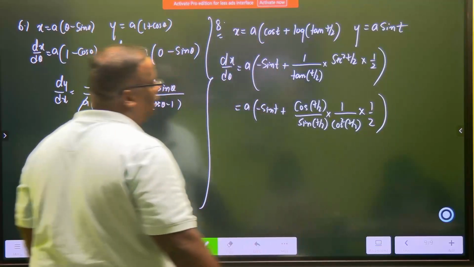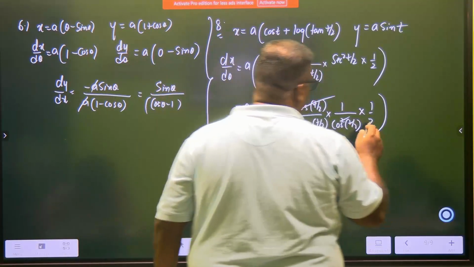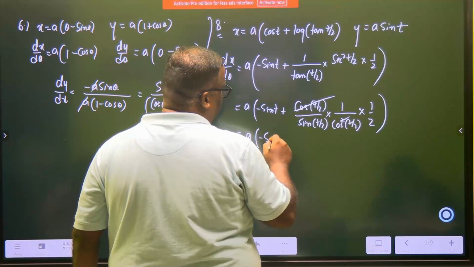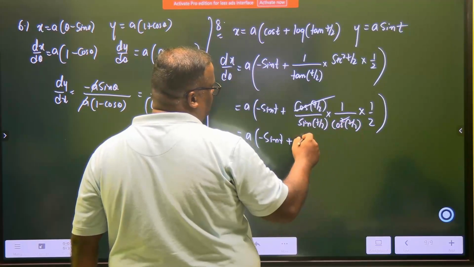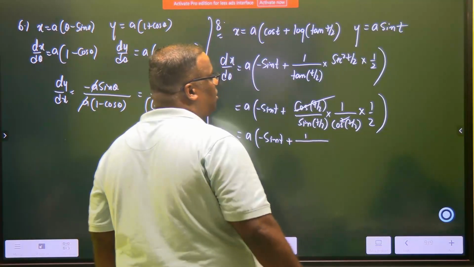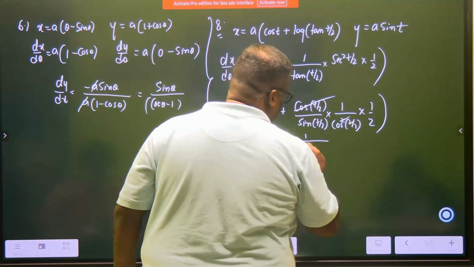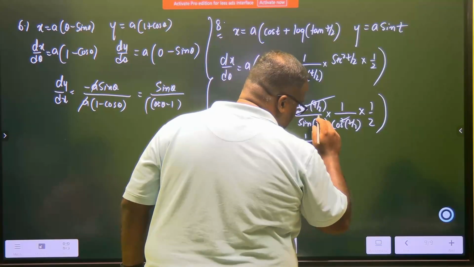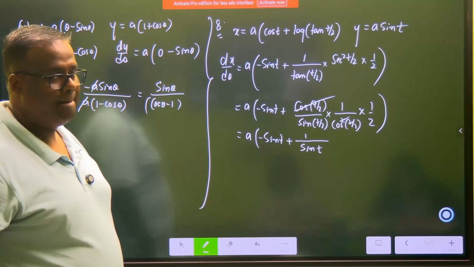They have deliberately given you the half for some magic things to happen. This cancels this. 2 sin theta cos theta. So this is a minus sin t plus 2 sin theta cos theta. So this becomes what? Sin 2 theta. So this will become sin t, 2 into t by 2. So this is sin t. Did you understand this?